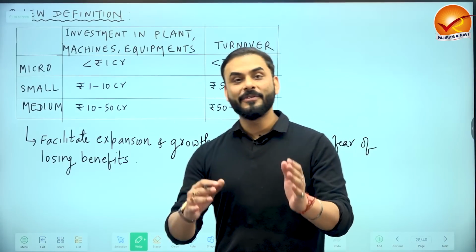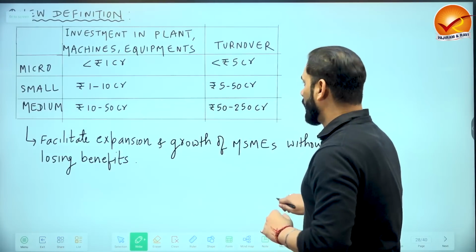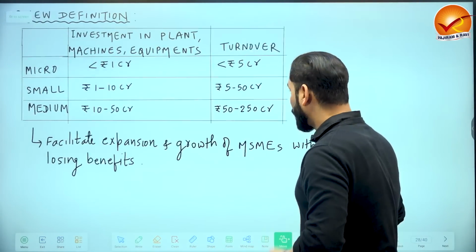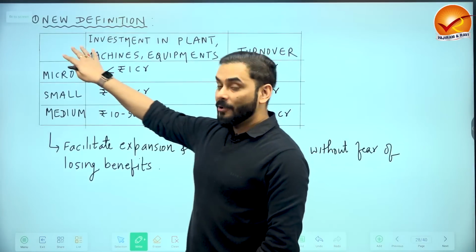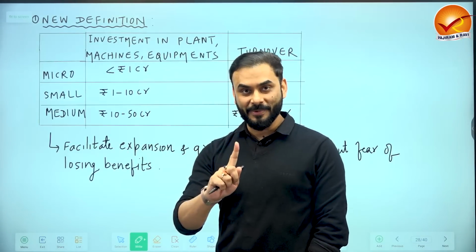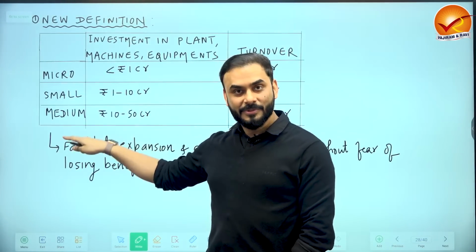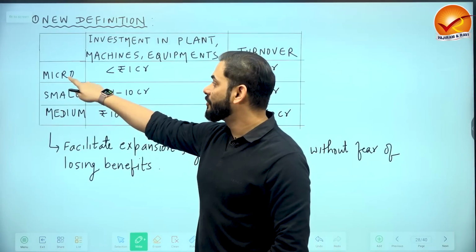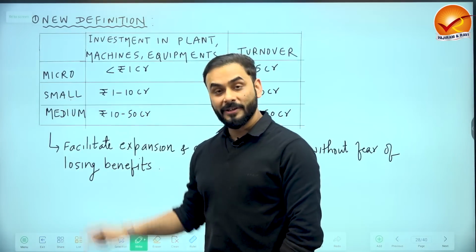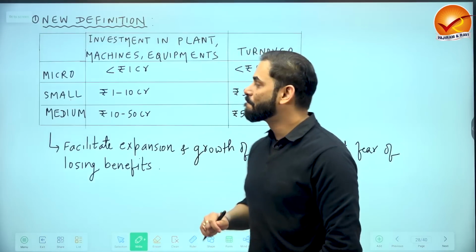Alright guys, so let us have a look at the new definition of MSMEs in India. So see, now we have this table. This I have taken from the latest economic survey. So we'll follow this definition. So there are 3 types of industries here under MSME. First is called micro, second is called small and third is called medium industries, right?